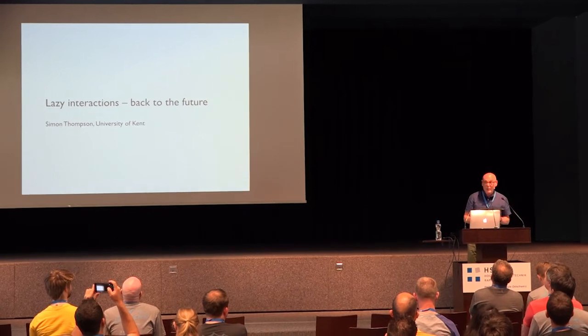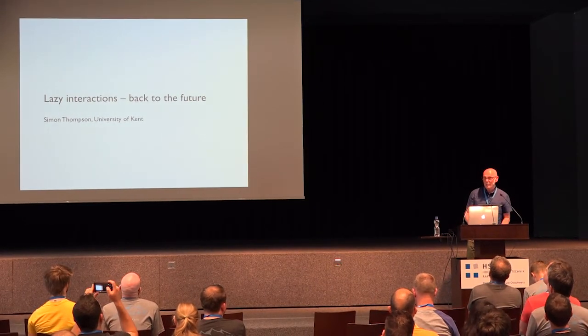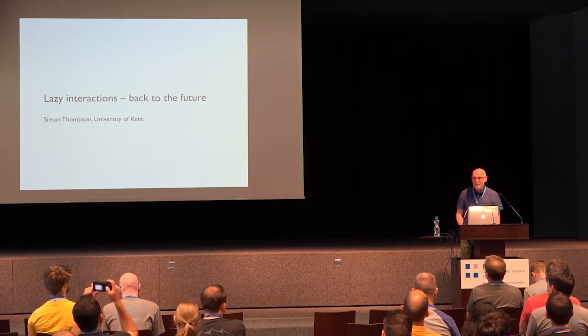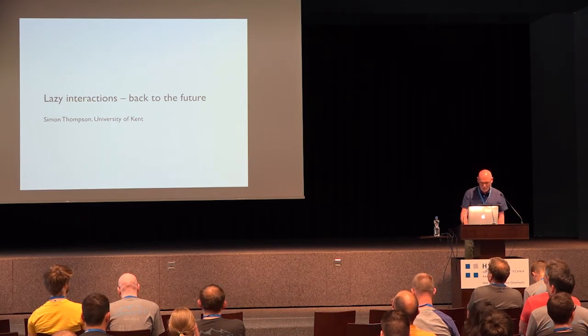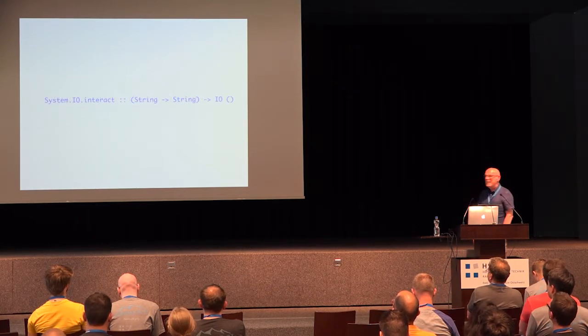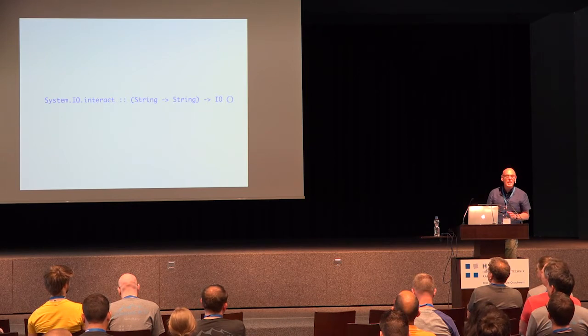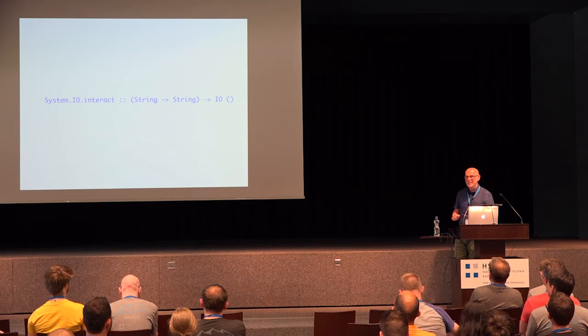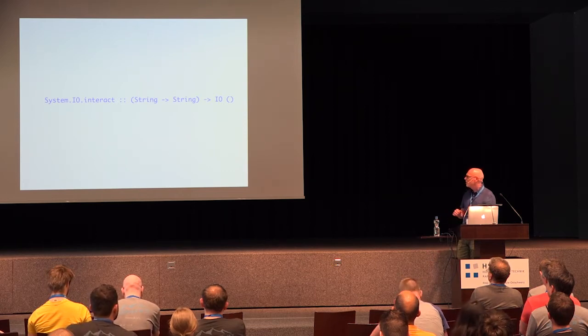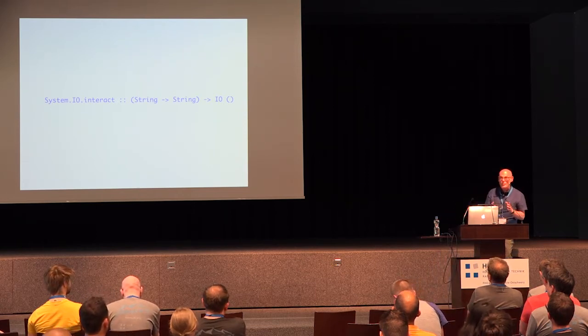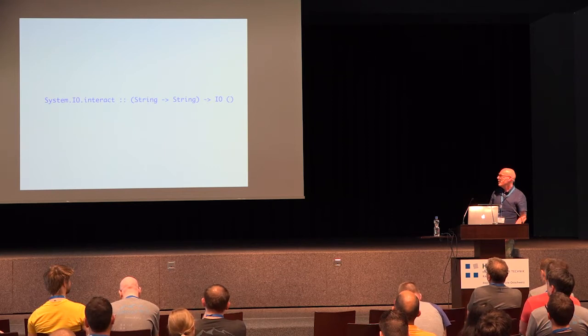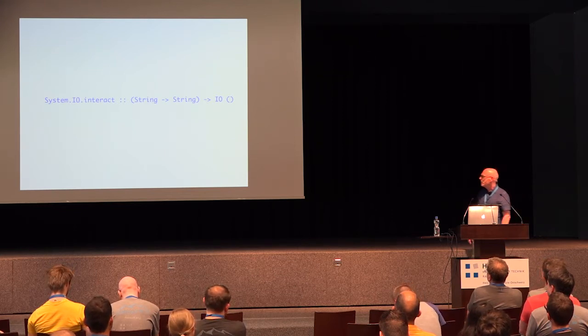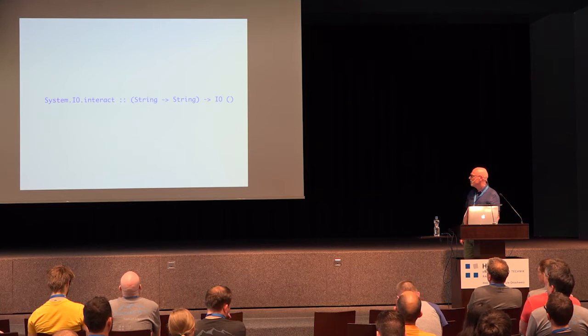Okay, so I'm going to talk about lazy interactions, and it'll have an aspect of Back to the Future, which I'll explain in due course. It's going to be a gentle discussion of a few bits of Haskell code. So it'll be slow, and I apologize if you're familiar with all of this, but I think we can learn some things by looking back at perhaps stuff we're familiar with.